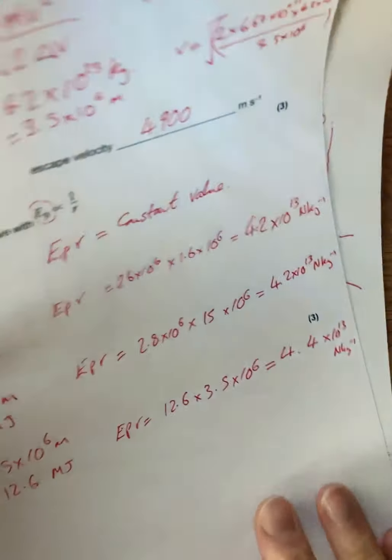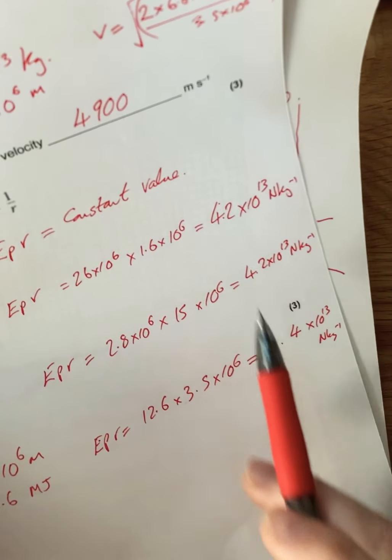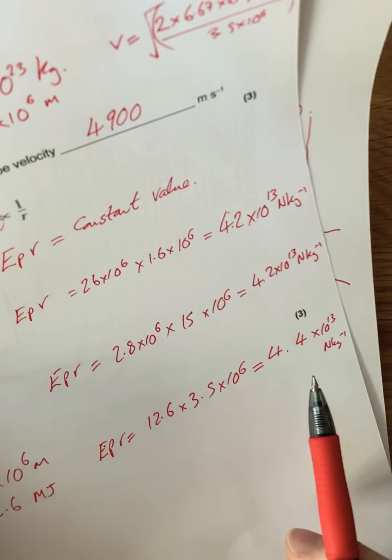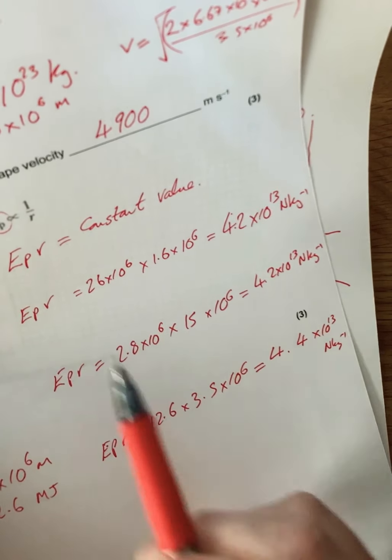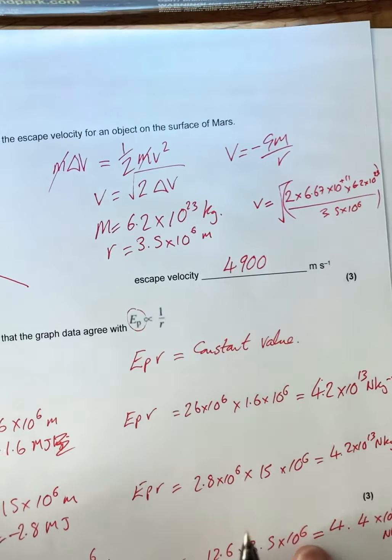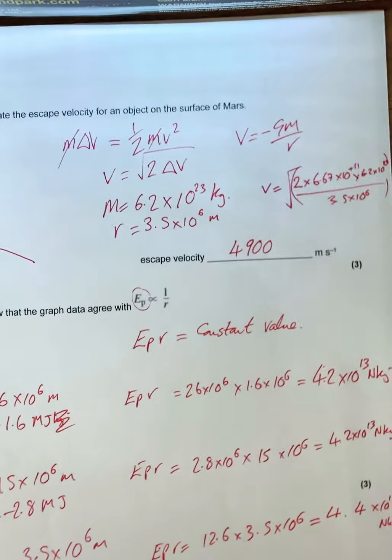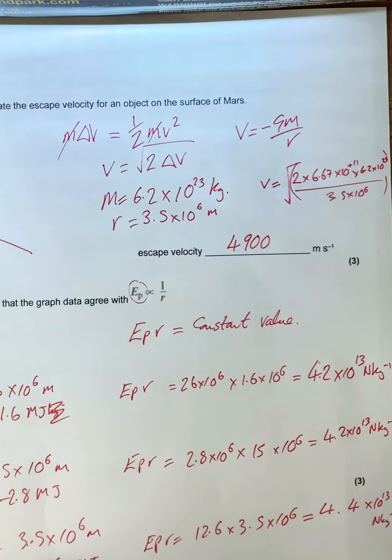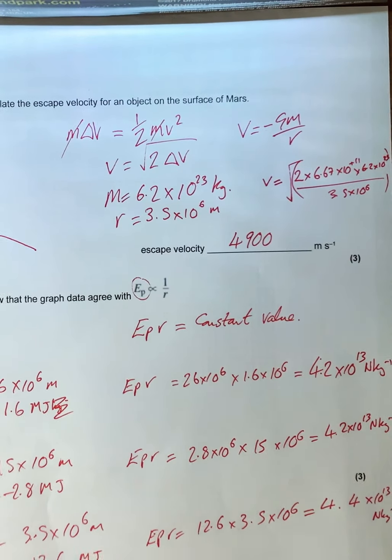So I think that's consistently looking fairly similar, and so we can conclude from that that the gravitational potential energy is inversely proportional to the separation from the position of the mass to the centre of the planet. There we go.